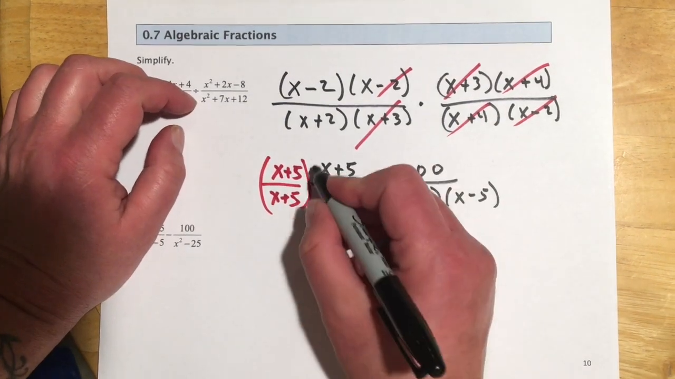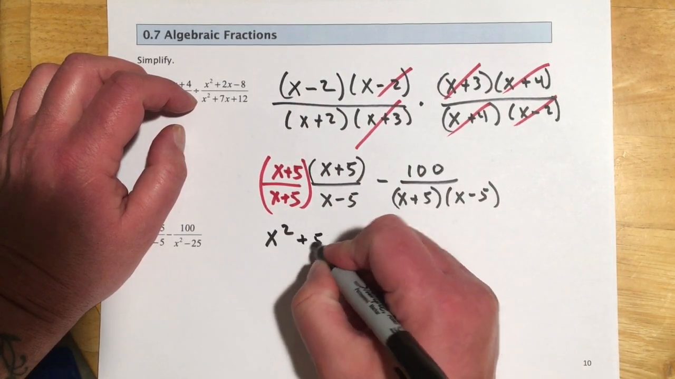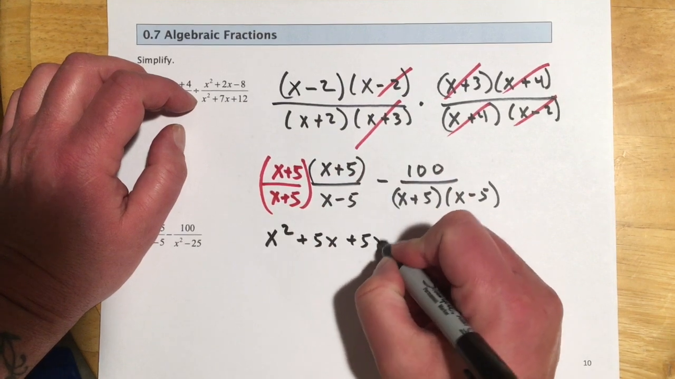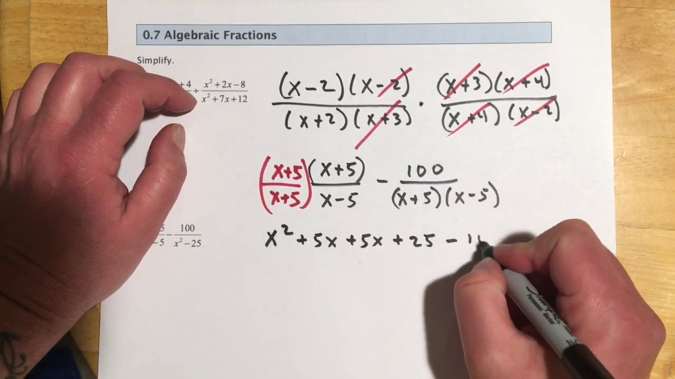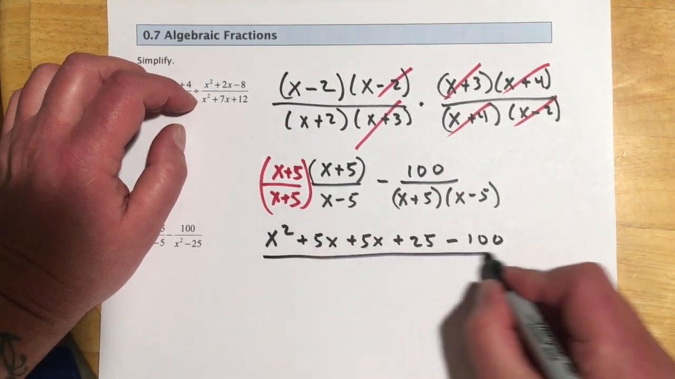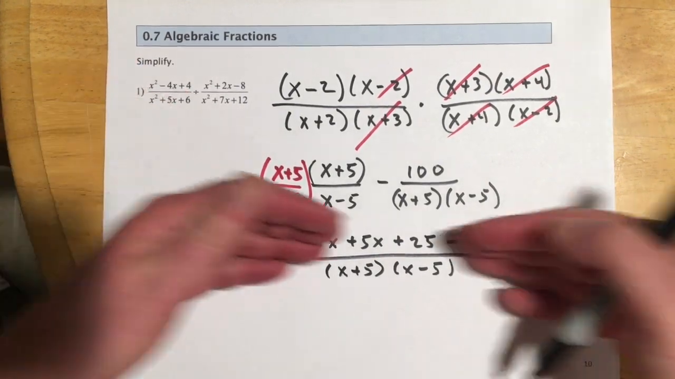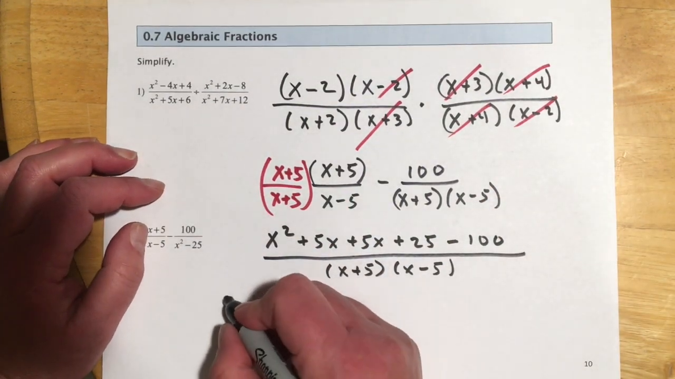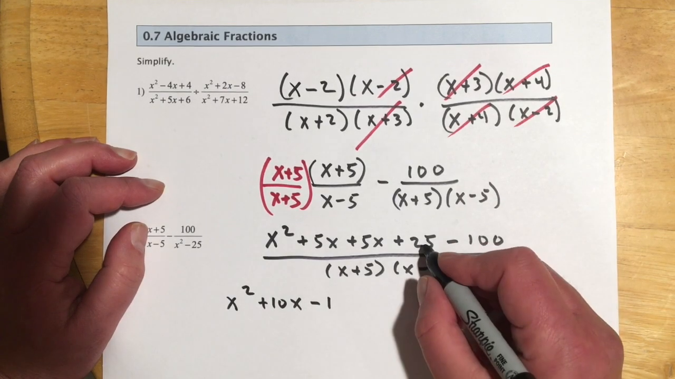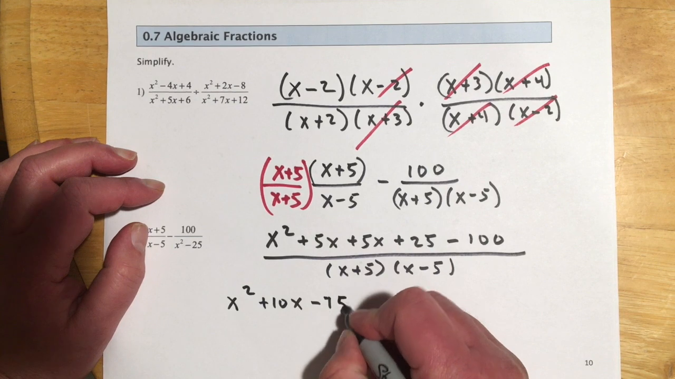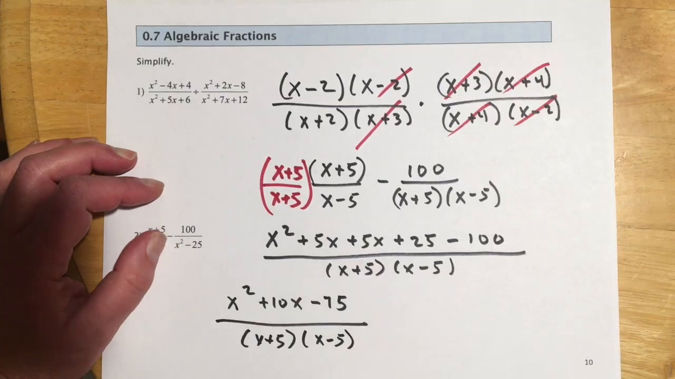So up top, that's going to make this x plus 5 times x plus 5. So that will be x squared plus 5x plus 5x plus 25 minus that 100. Oops, 100. All over x plus 5, x minus 5. I can't cancel anything yet because I have to put all this together still. So this will be x squared plus 10x, 25 minus 100, so minus 75. And then x plus 5, x minus 5.